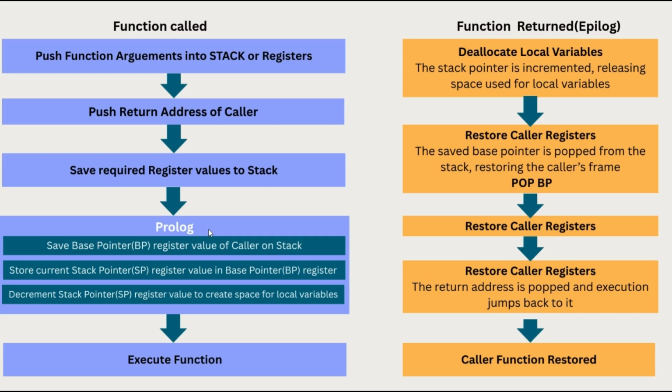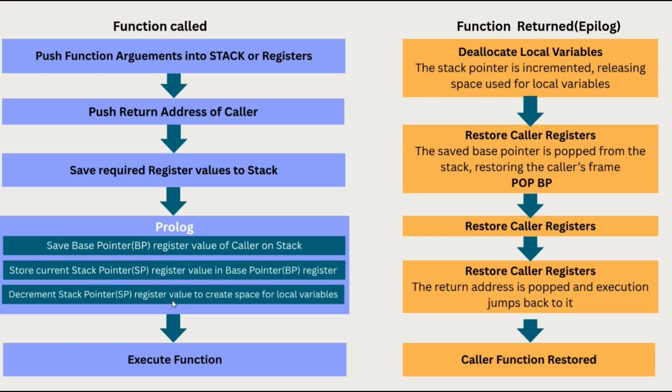After that the prologue happens. Prologue means the base pointer of the caller's stack, the caller's local variables where they are stored, that address will be pushed to the stack. So it will remember the previous caller's base pointer, and it will create a new base pointer for the current called function. So what is the new base pointer? Once you push everything into the stack, the stack will grow and it will have the current stack pointer, meaning the current stack address is treated as the base pointer.